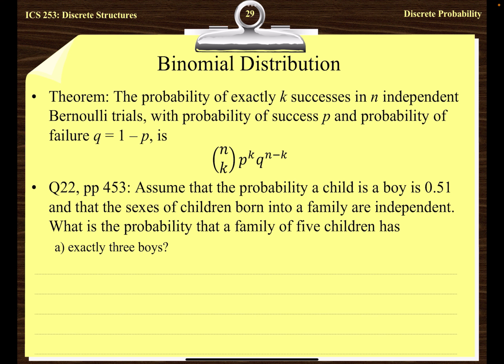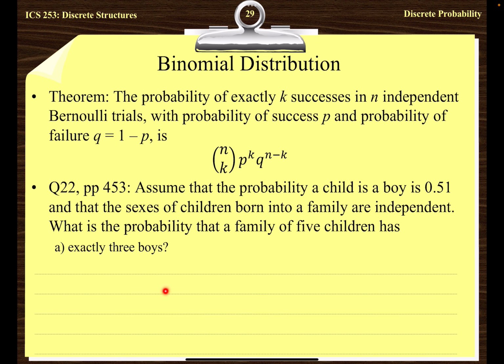This is, by the way, an even numbered question in your book. We are going to do part A and B, and then I will leave you to do C and D as the activity. Okay. So let's go to this question. Assume that the probability a child is a boy is 0.51 and that the sexes of children born into a family are independent. What is the probability that a family of 5 children has exactly 3 boys?